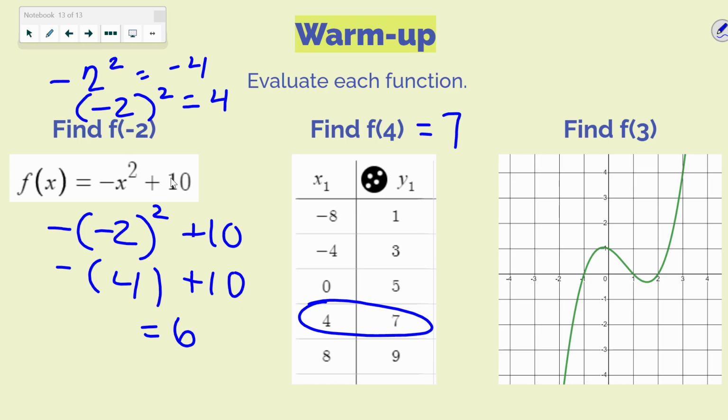Same thing over here, f of 3. Our x value is 3. What's the output? 4. There we go.